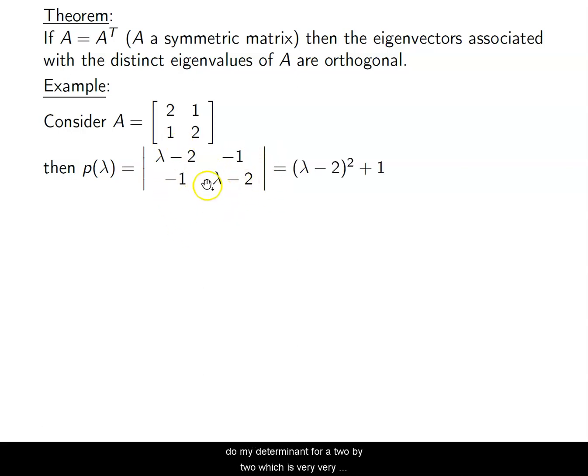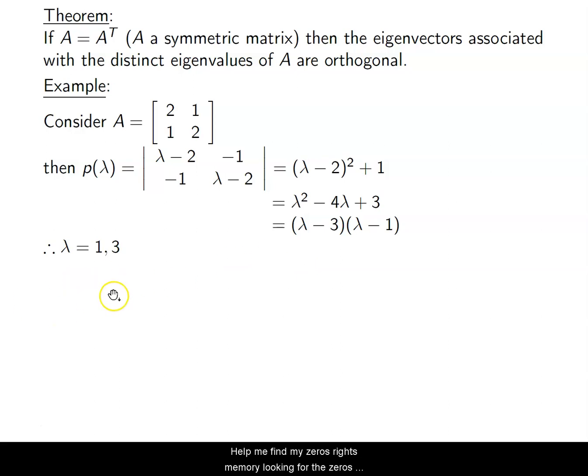When I do my determinant for a 2x2, which is very easy, it's the product of the main diagonal minus the product of the off-diagonal. This simplifies very nicely to a factorable equation that helps me find my zeros. Remember, we're looking for the zeros of the characteristic polynomial to find the eigenvalues. Then I can start to build my eigenvectors one at a time.